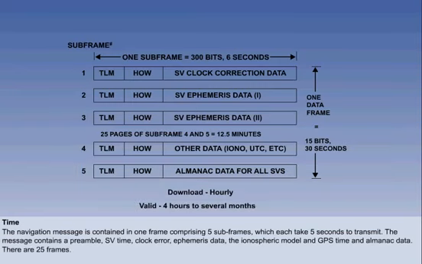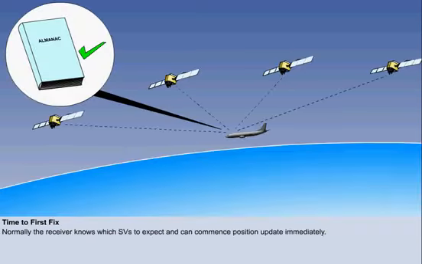A series of 25 frames is required to download the whole almanac, which is usually done hourly and is valid from 4 hours to several months, depending upon the type of receiver. Because the orbits are mathematically defined, an almanac of their predicted positions can be maintained within the receivers. Thus, when the receiver is switched on, provided it knows its position and time to a reasonable degree of accuracy, it will know which SVs to expect and can commence position update immediately.